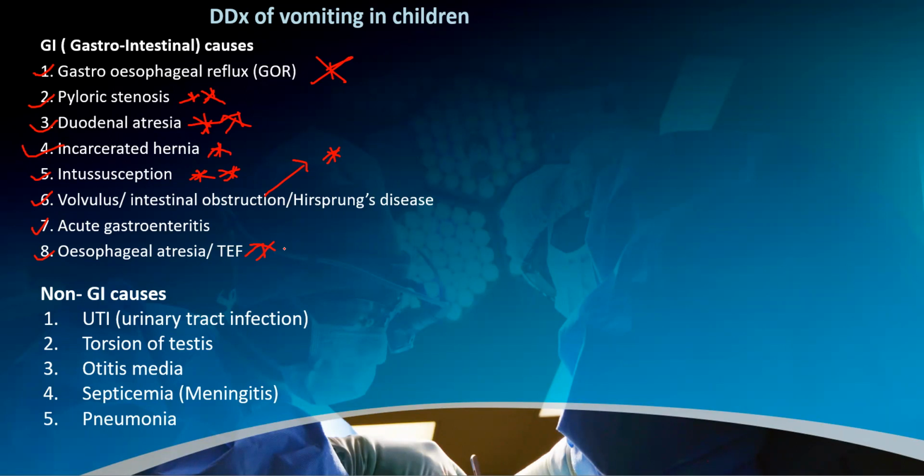In terms of non-GIT causes, because children can present to you with vomiting if they are having any infection in their body, always try to find out any infectious causes. Most importantly, UTI, then otitis media, septicemia or meningitis, pneumonia, and sometimes torsion of the testis can present as vomiting. So non-GI causes are always important. If you get a patient who is having fever and vomiting, then these non-GI causes will be very important to rule out. Okay, so these are the main differential diagnoses for vomiting in a child.